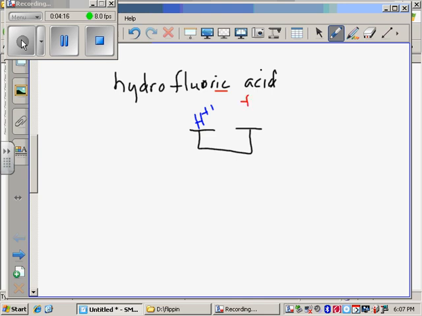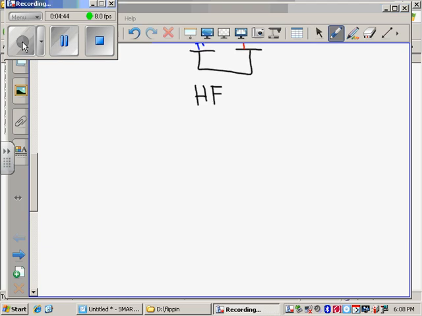So this was fluoride at some point in time, and the ending got changed to ic when we made the acids. So fluoride, we remember, is the F-1 anion. We can notice that they're balanced out, and so it's time to write the formula. HF is the formula for hydrofluoric acid. It's as simple as that.